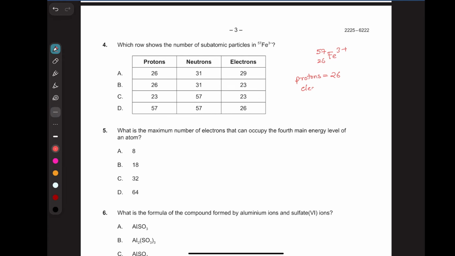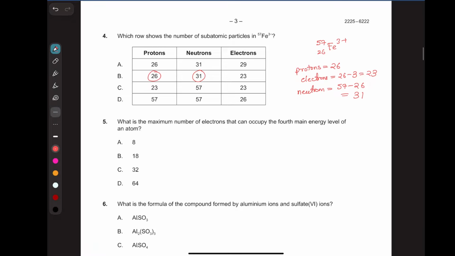You have a 3 plus charge. That means you have 3 electrons less than the number of protons. So 26 minus 3, you have 23 electrons. And number of neutrons will be the mass number, which is 57, minus the number of protons, so 31. So 26 for protons, 31 for neutrons, and 23 for electrons. Exactly corresponds to option B.